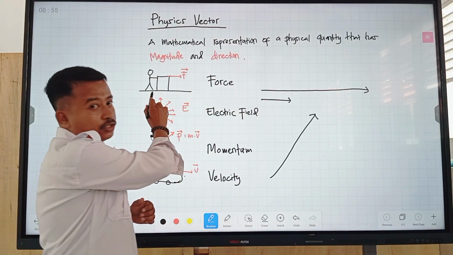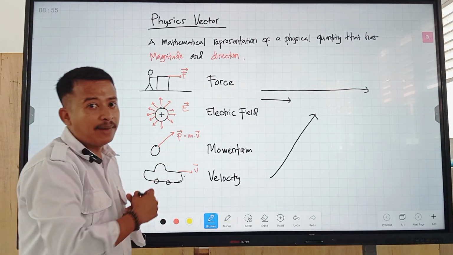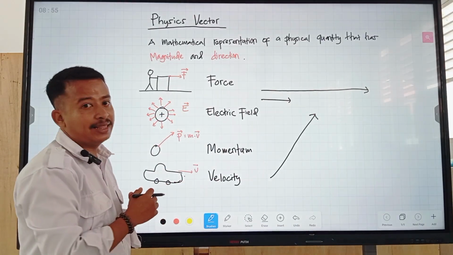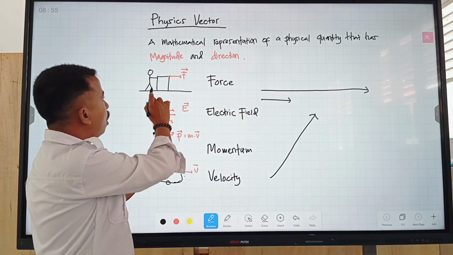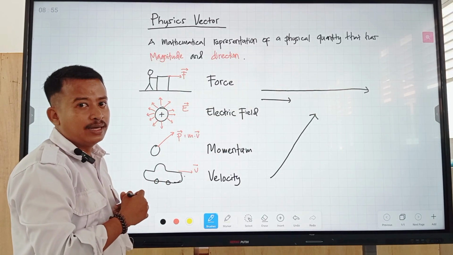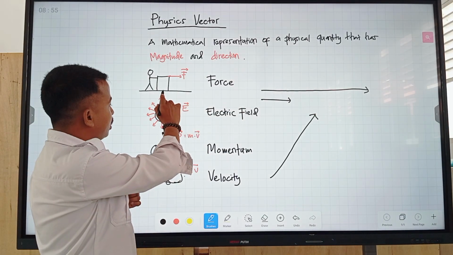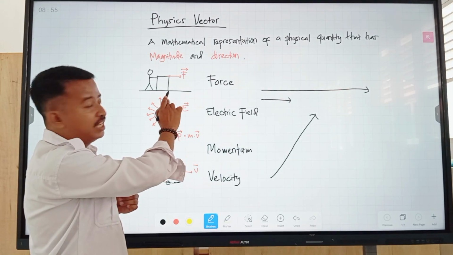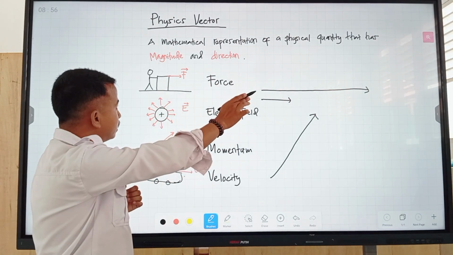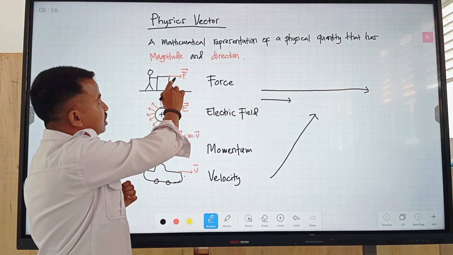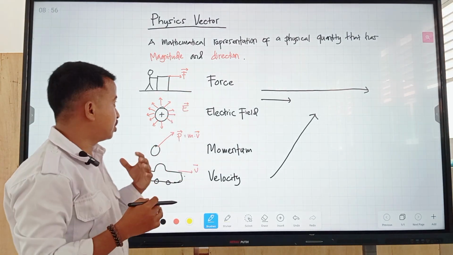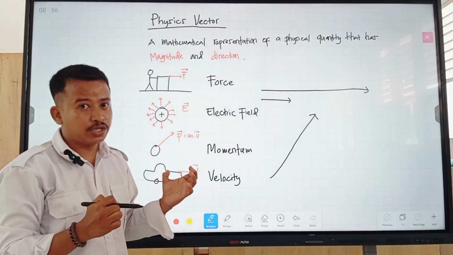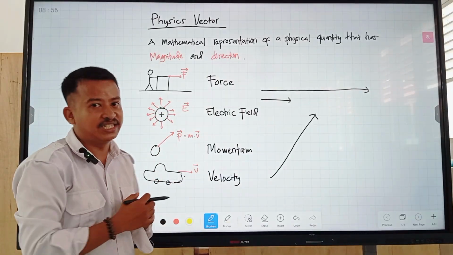Here I have a little drawing of somebody pushing a box, and so that person is exerting a force on that box, and the direction of force is from left to the right, and the length of this arrow, the length of this vector, represents how large, how big that force is.